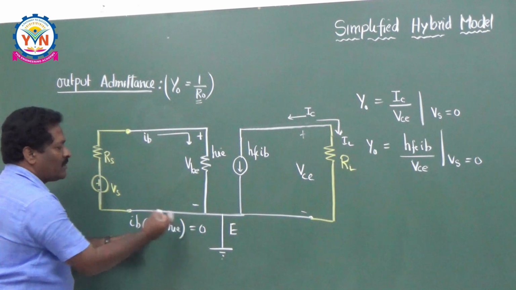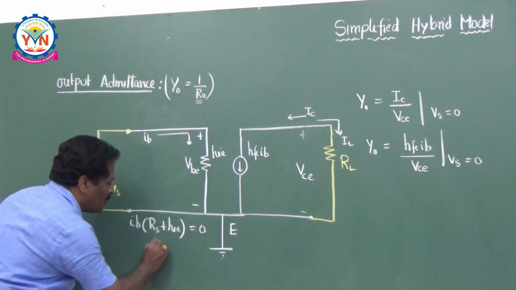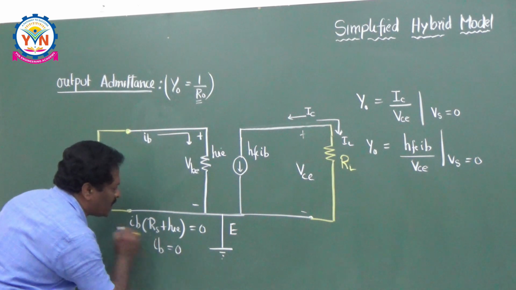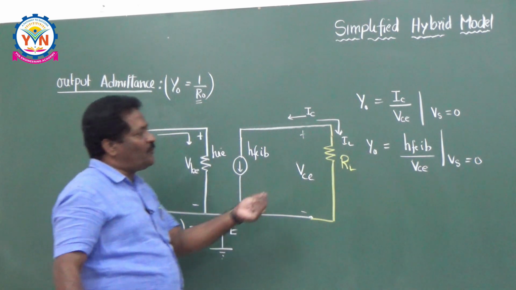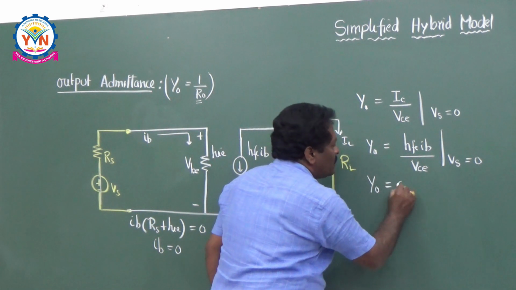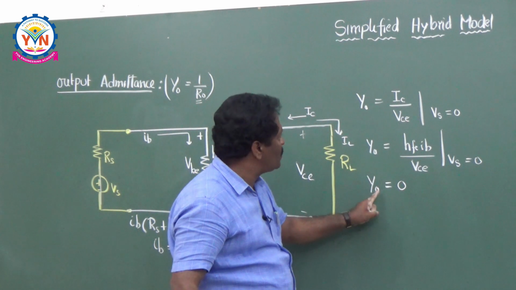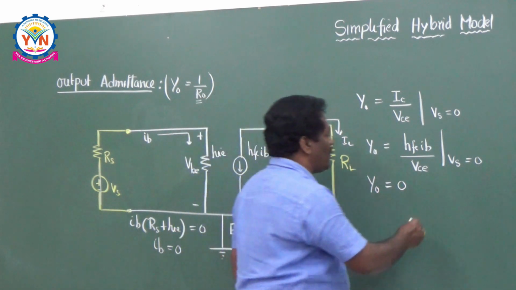Rs plus hie is equal to 0. Therefore, automatically IB is also equal to 0. So, from the input circuit it is concluded that IB is equal to 0. So, therefore, Y0 is equal to 0 because IB is equal to 0 here. So, if Y0 is equal to 0, then R0 is equal to 1 by Y0.